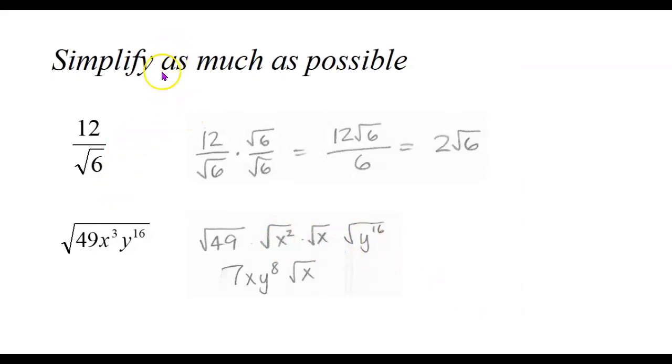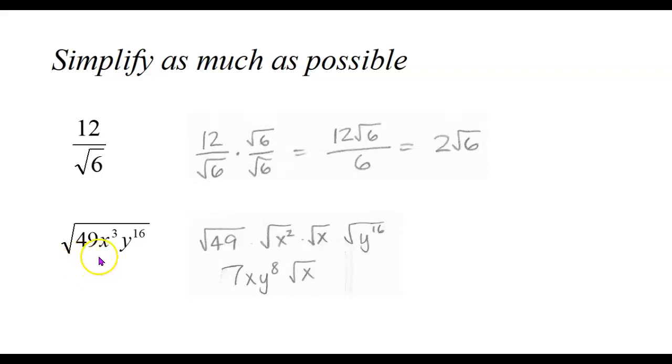Here the directions are to simplify as much as possible. With 12 over the square root of 6, we can rationalize the denominator by multiplying by another square root of 6 on top and on the bottom. Because that way on the bottom we get the square root of 6 squared, which is just 6. On top we get 12 times the square root of 6. And the 12 on top divided by the 6 on the bottom would just be 2. So we end up with 2 times the square root of 6.